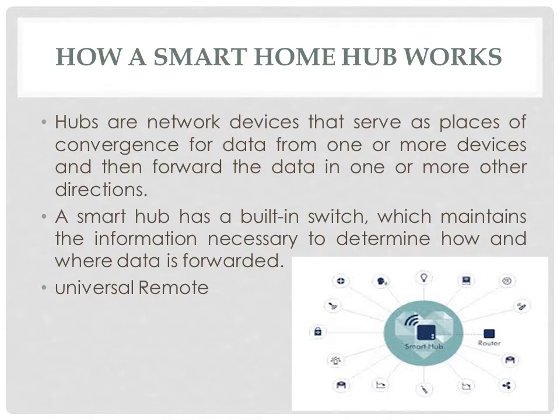A smart home hub usually has a built-in switch which maintains the information necessary to determine how and where data is forwarded. Devices may also include compute resources to perform some processing task before data is forwarded. The associated smart home app acts as a universal remote for all smart home devices, allowing the owner to monitor elements of the smart home network and automate, schedule, and control tasks.